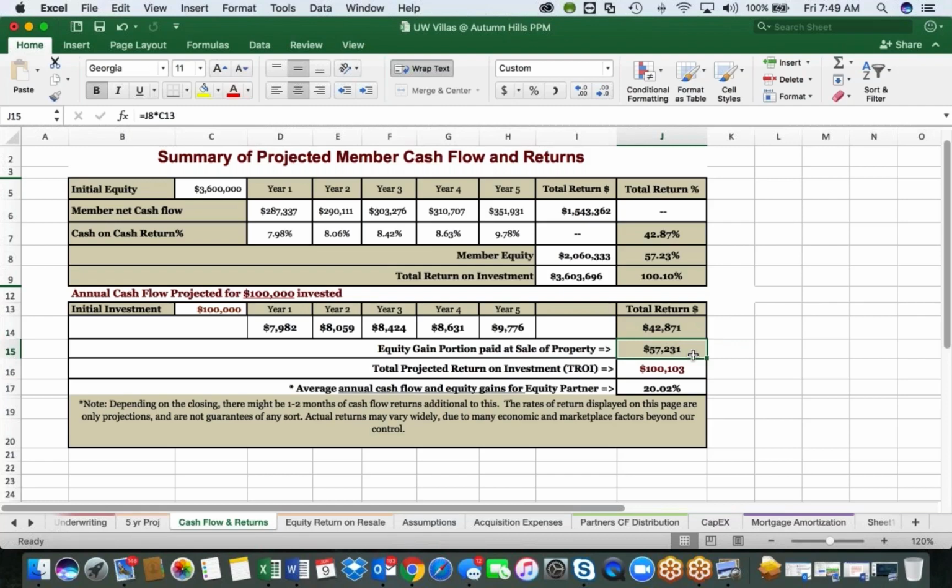Right? So this is the check. They get one check for 100,000 back in 4 years, 5 years, whatever, when we sell it. And then they get another long-term equity gain check of 57,231. So the total they will average per year, average annual cash flow and equity return, is a little over 20%. Incredible. Isn't that great? Isn't that awesome, guys?